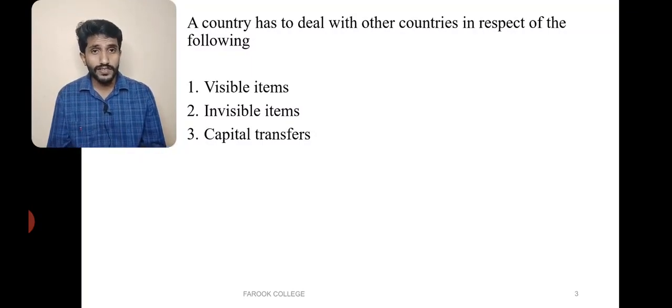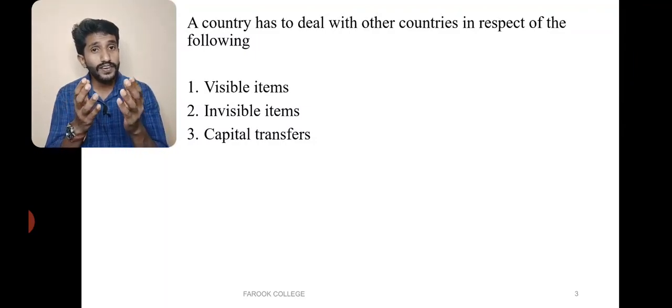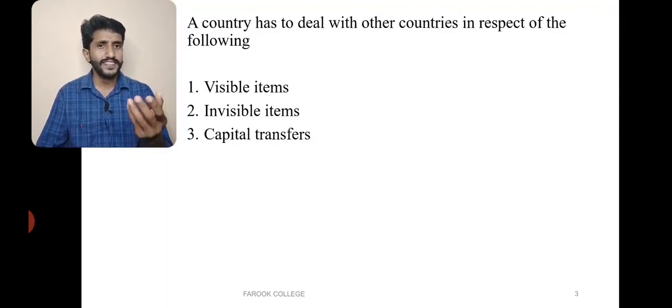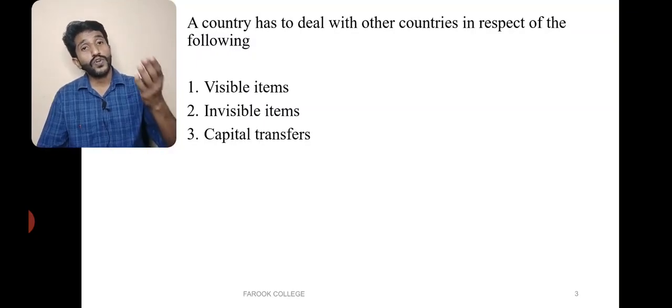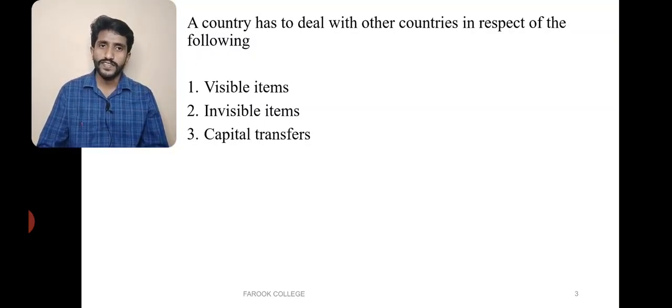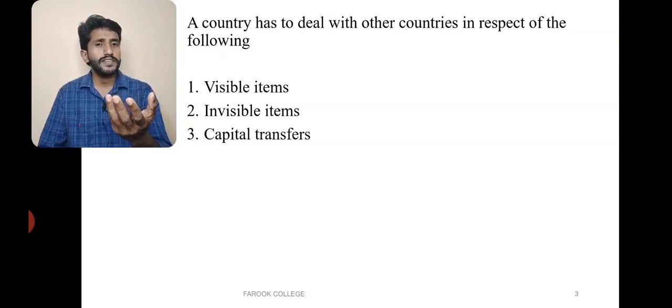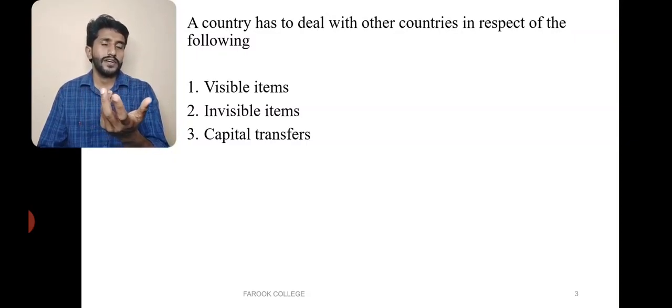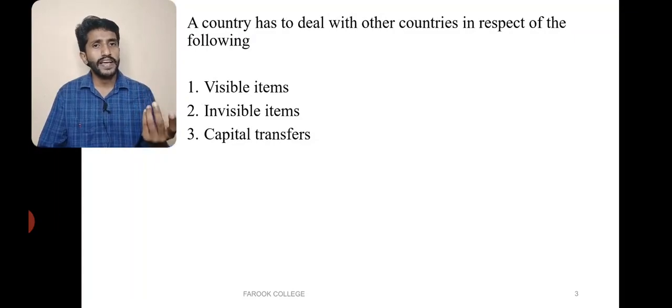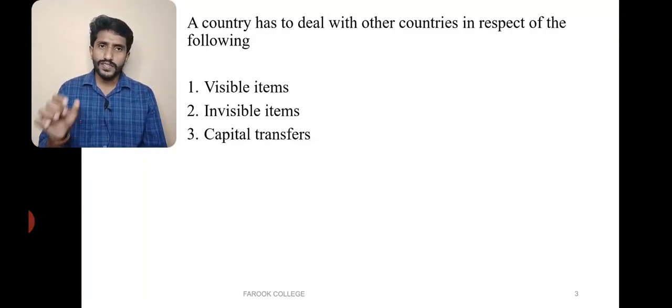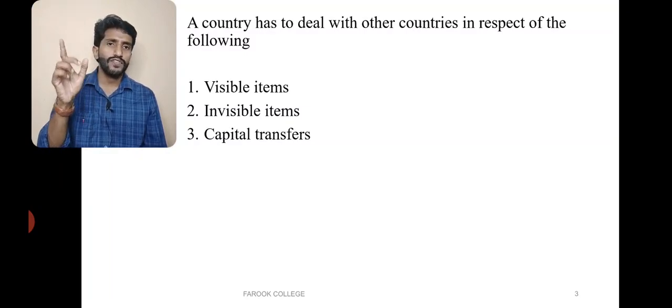Or it can be invisible items, like the service of a doctor. It is not tangible and not visible, but it is a service. There is export of services and import of services. Then there is inflow of income and outflow of income, or services like insurance and banking. These are all invisible items, and invisible items are also part of balance of payment.